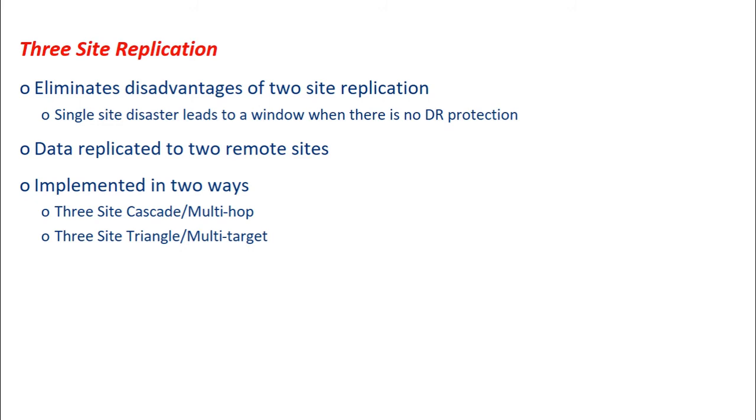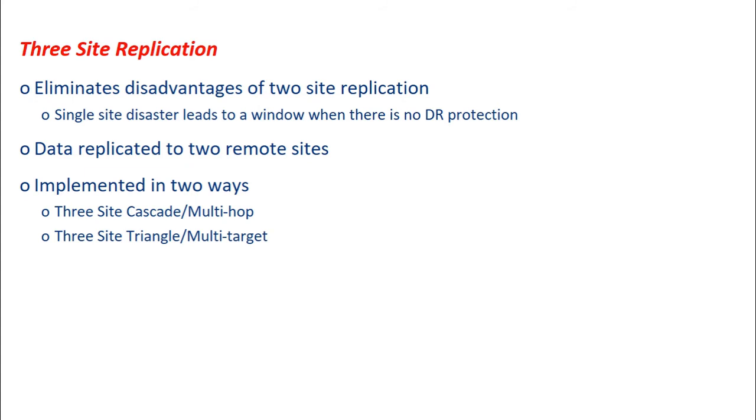Three-site remote replication can be implemented as cascade or multi-hop, or triangle or multi-target solutions, right? Three-site replication eliminates the disadvantages of two-site replication. So what was that? A single site disaster leads to a window when there is no data recovery mechanism or technique. In three-site replication, data is replicated to two remote sites. So it is implemented in two ways.